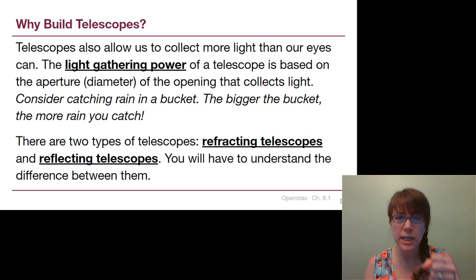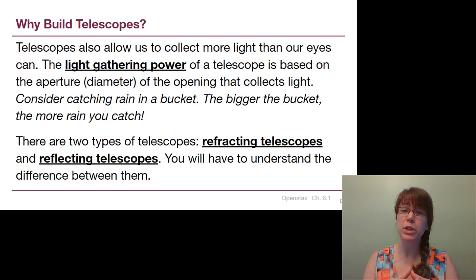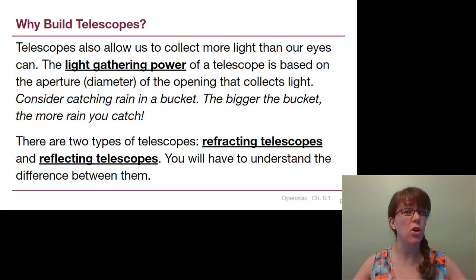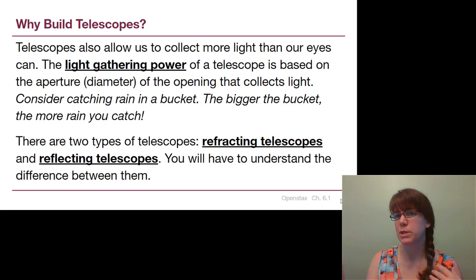If you have a little tiny coffee mug that you put outside in a rainstorm, you'll collect a certain amount of rain every hour. If you put a really wide bucket, it doesn't even have to be that tall, but if you put a much wider bucket, you'll collect more rain in that same hour. And so the light gathering power of a telescope, or the ability to see faint things, is based on how big across the lens or mirror that it's using is, and not specifically how long or short.